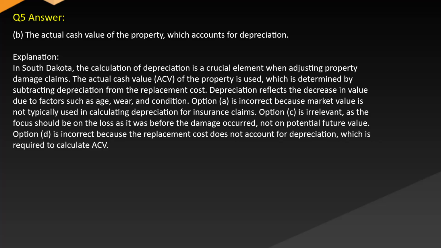Option A is incorrect because market value is not typically used in calculating depreciation for insurance claims. Option C is irrelevant, as the focus should be on the loss as it was before the damage occurred, not on potential future value. Option D is incorrect because the replacement cost does not account for depreciation, which is required to calculate ACV.